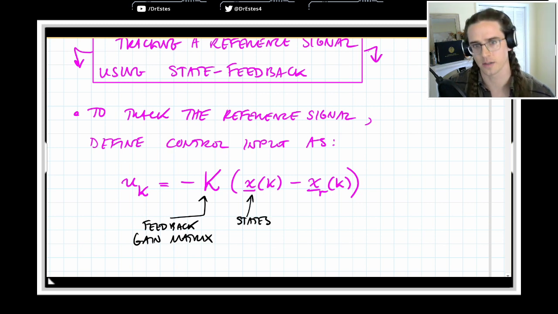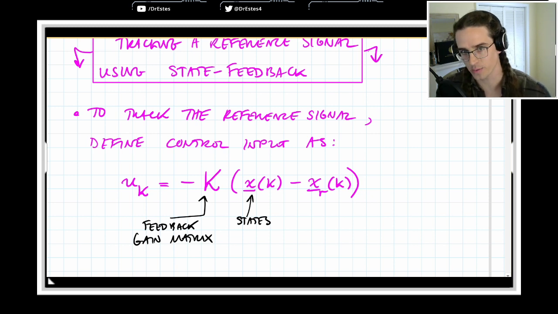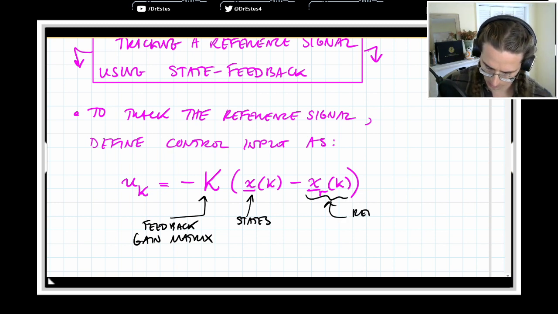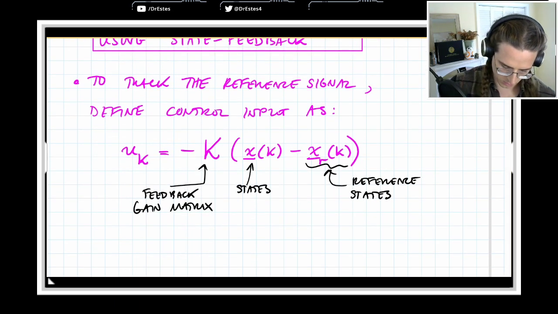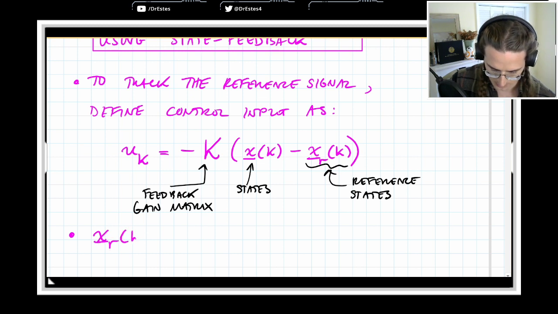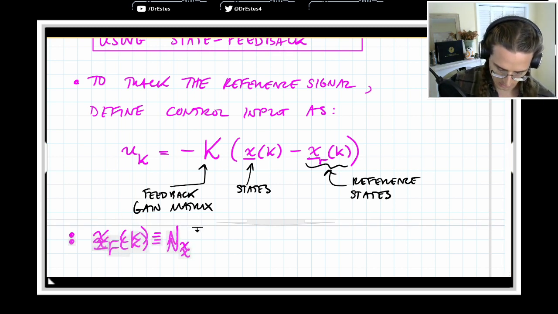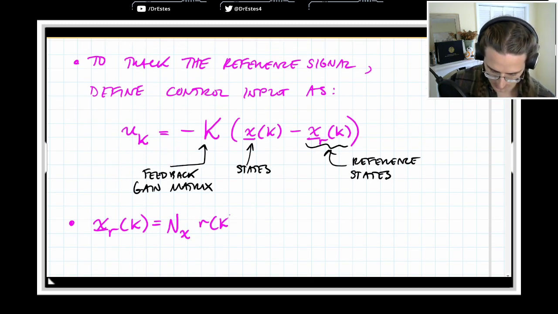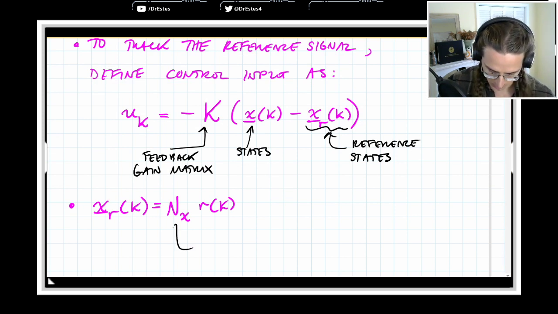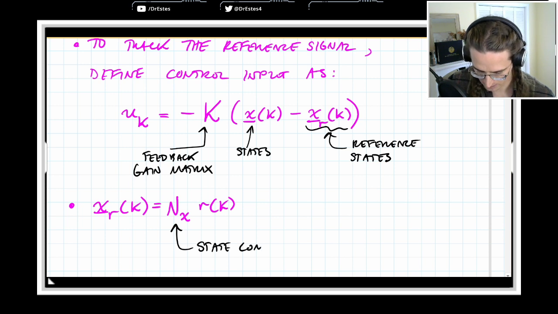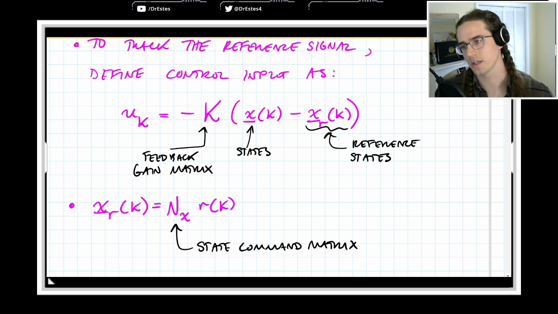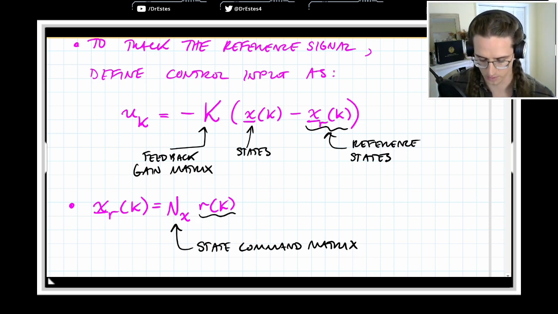So these are your states, and in practice, we're going to use the estimated states because we don't know the true states. But for now, I'm just putting the states themselves. These are what we call our reference states, and we're going to start today by talking more about these. Here's the mathematical definition for the reference states. It's going to be this matrix Nx times your reference signal. This matrix, we call it the state command matrix. And all you should think of it as is the conversion between the reference signal and what the reference states are.